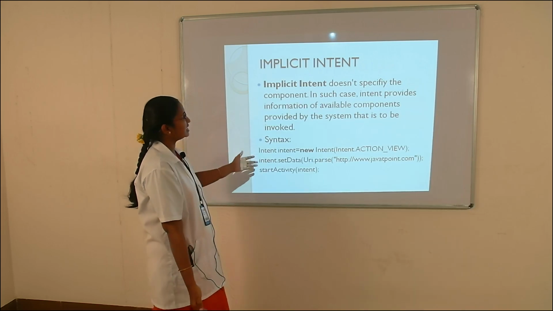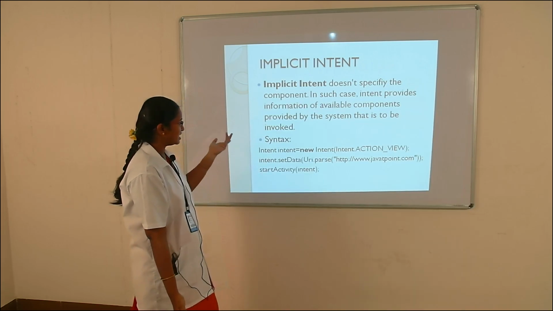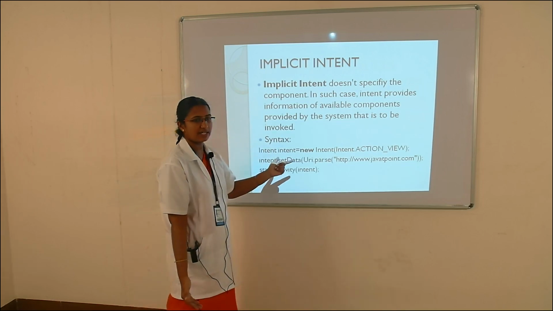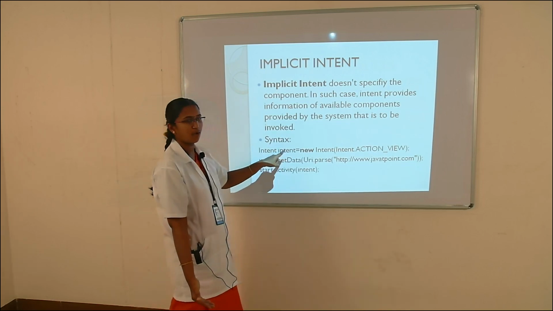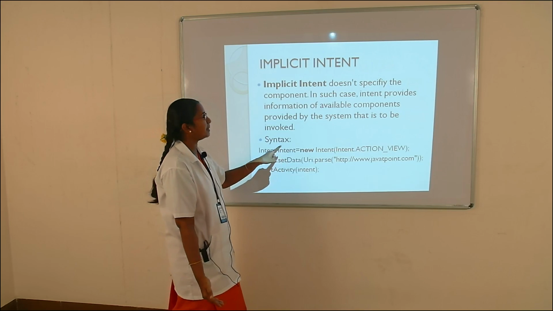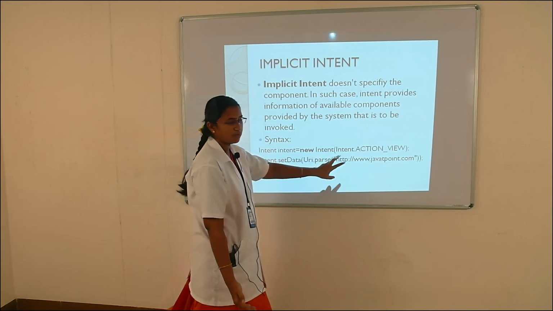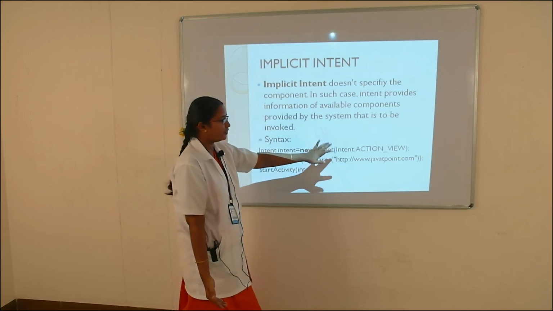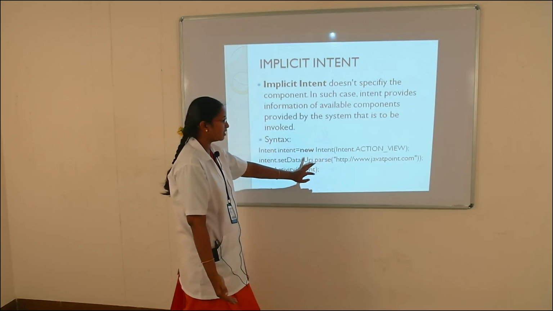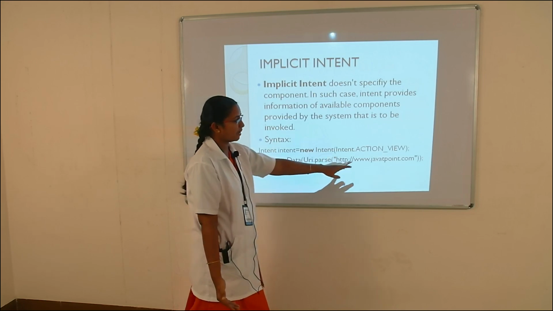So this is the syntax of implicit intent. The syntax is Intent, a keyword, then intent, here the second intent is an object. So this is an object for implicit intent. Then next, new Intent(Intent.ACTION_VIEW). Here we are going to view a web page. Here we are going to give the JavaPoint web page.